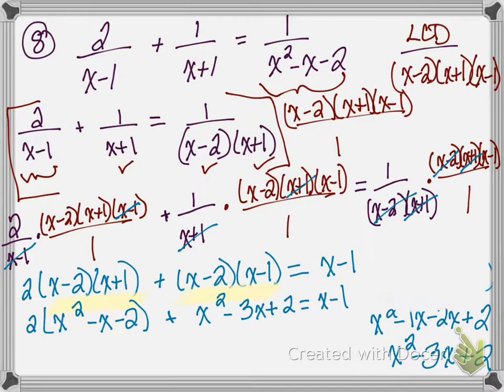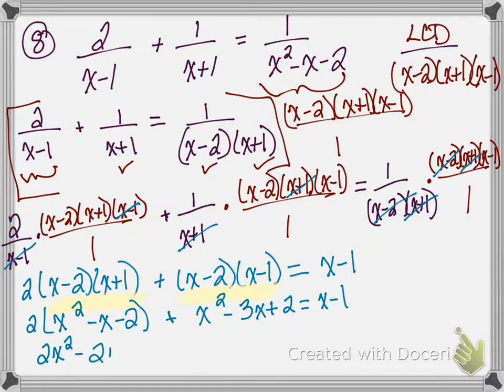Okay. I've got one more distribution, and then we can start simplifying. So now I'm going to distribute my 2 with that first trinomial. So I have 2x squared minus 2x minus 4 plus x squared minus 3x plus 2 equals x minus 1. Okay. So I am going to go to the next page. Let me make sure I've got this written down so I can move it correctly.